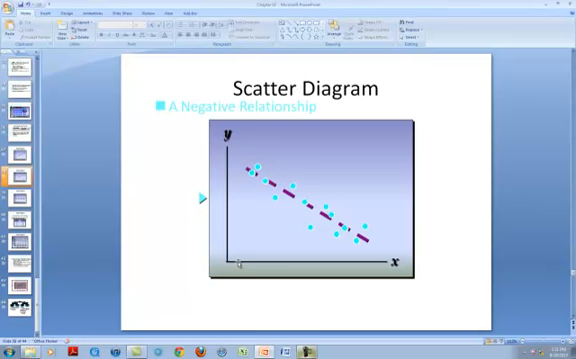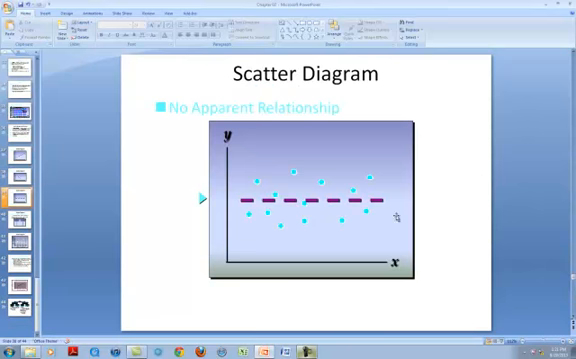What if there's no relationship at all? Then the graph would look something like this. A horizontal line. As you can see, when x is low, y is some value. When x is high, y is also some value. And there doesn't seem to be any observable relationship between the two of them.